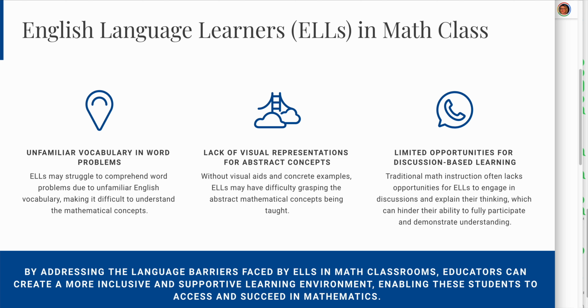There can also be limited opportunities for discussion-based learning. Reading for English language learners is even more challenging than talking, and so traditional math instruction is very written, and that can be very difficult, whereas if you're asking them to explain verbally, to give you their reasoning, you're really able to better interpret what they're trying to do, and they're also going to understand it better.